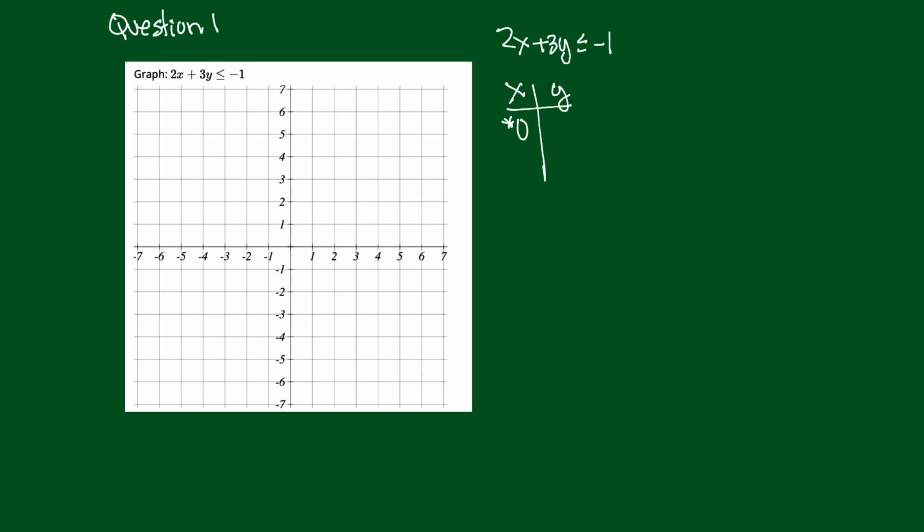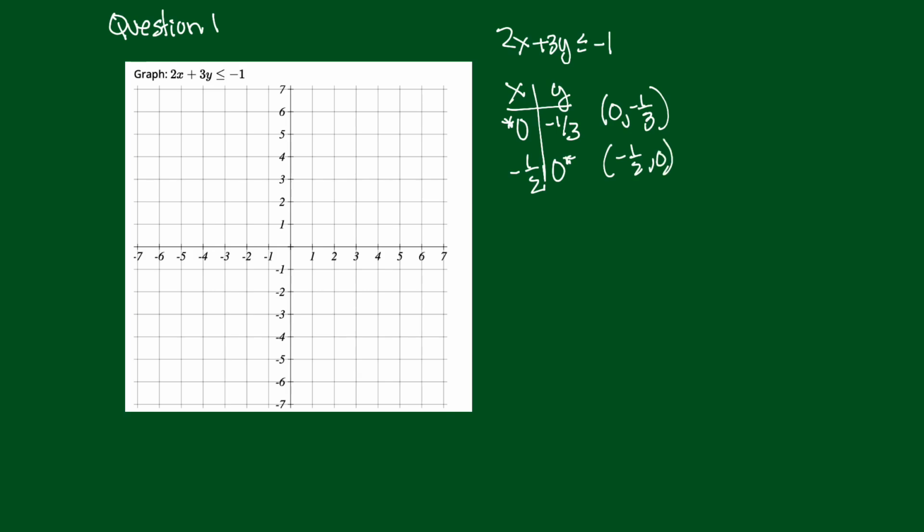So when x is 0, what do you get for y? When x is 0, I'll put a star there. That's the one I'm choosing. So when x is 0, this is gone. And divide by 3, negative 1 over 3, I get negative 1/3. Now, when y is 0, 3 times 0 is 0, that goes out, and I get 2x equals negative 1, so x is negative 1/2. So here's 2 points, 0, negative 1/3, and then negative 1/2, and 0.